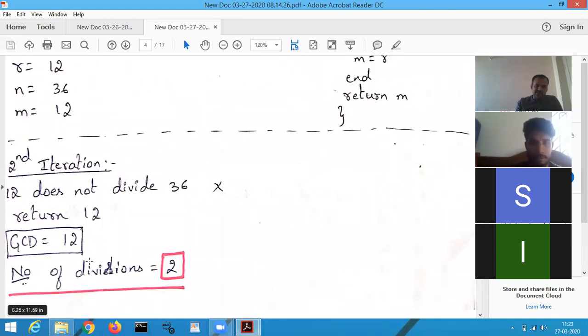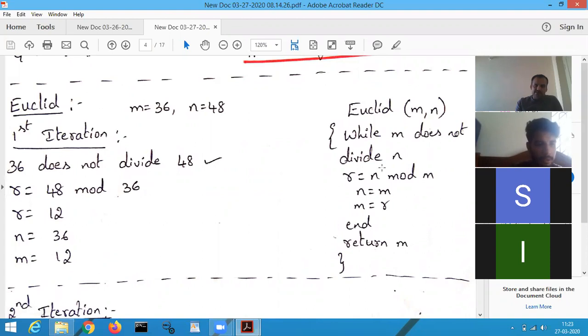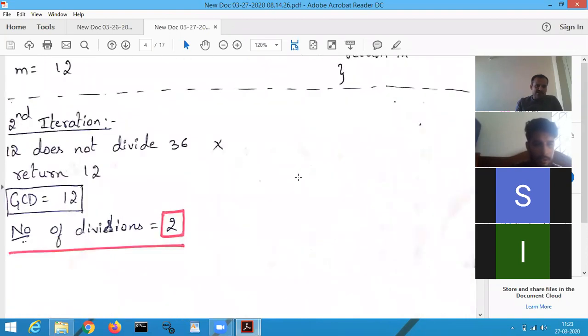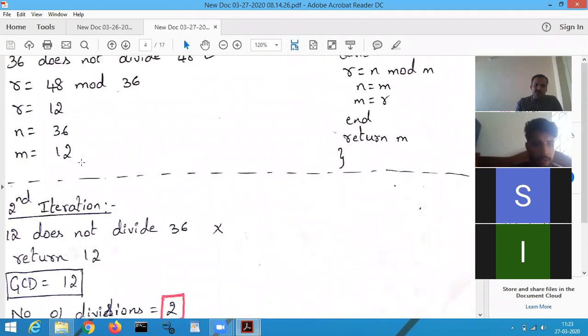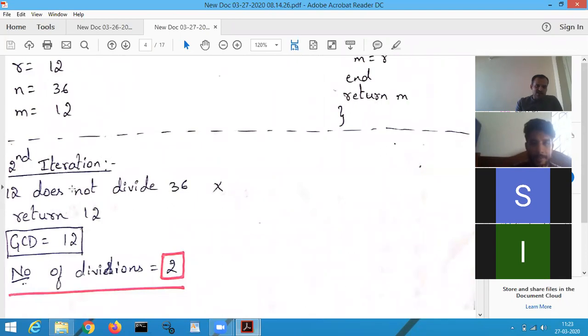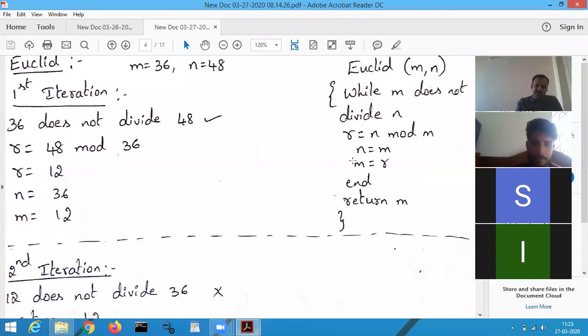The second iteration, as usual: while m does not divide n, what is the value of m here? 12. What is the recent value of n? 36. 12 does not divide 36? No. If we divide 36 by 12, the remainder is 0. The condition is false. If the condition is false, then the statements within this loop will not be executed.